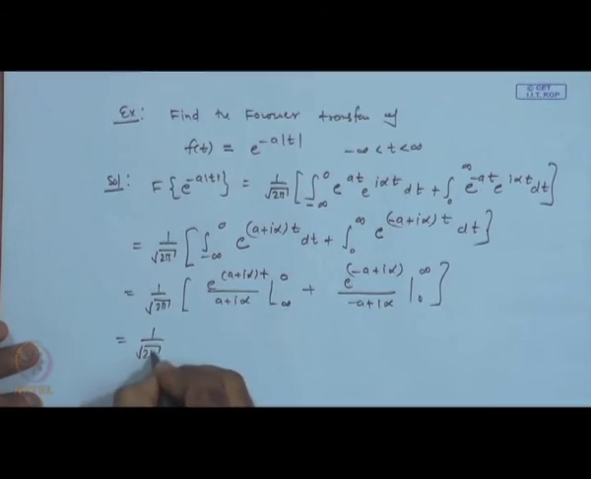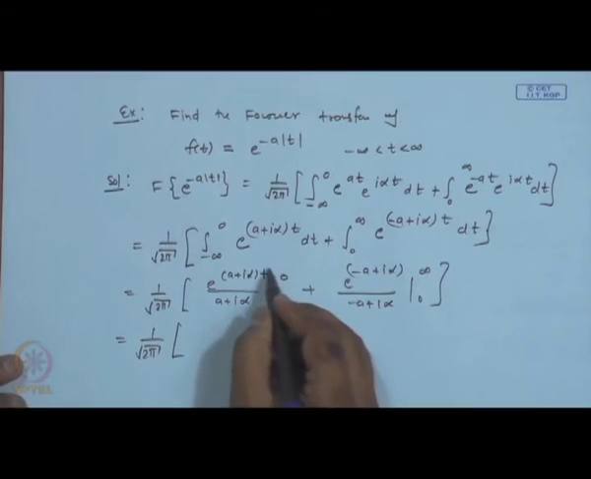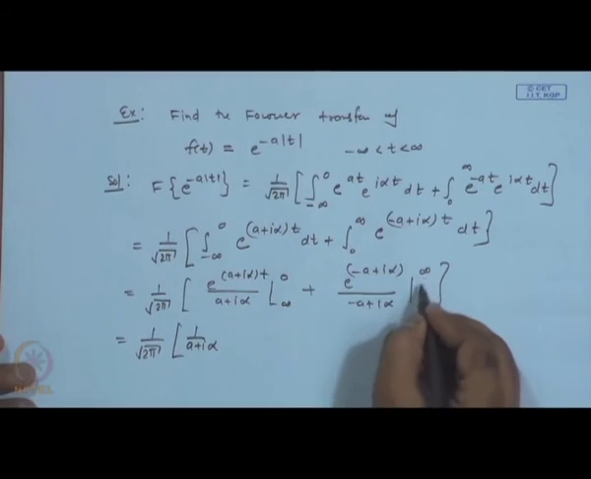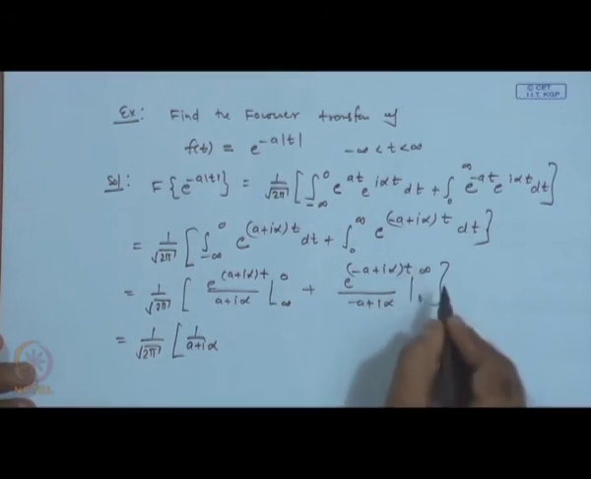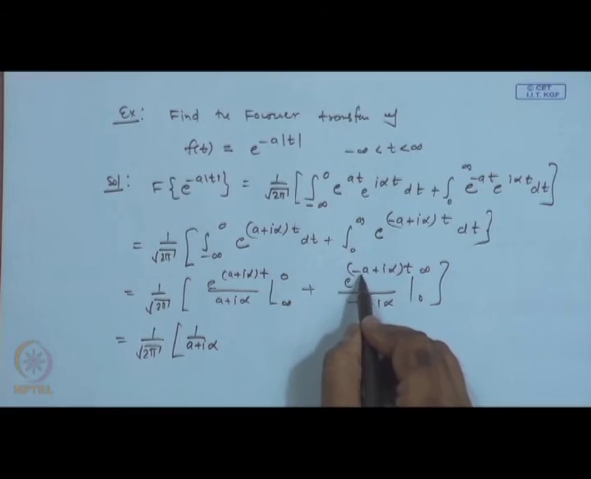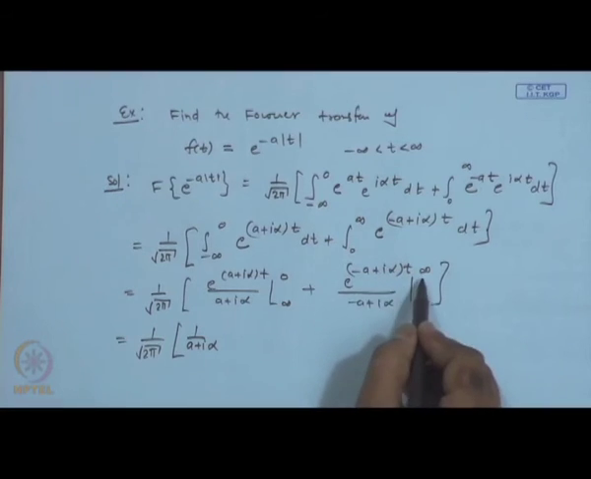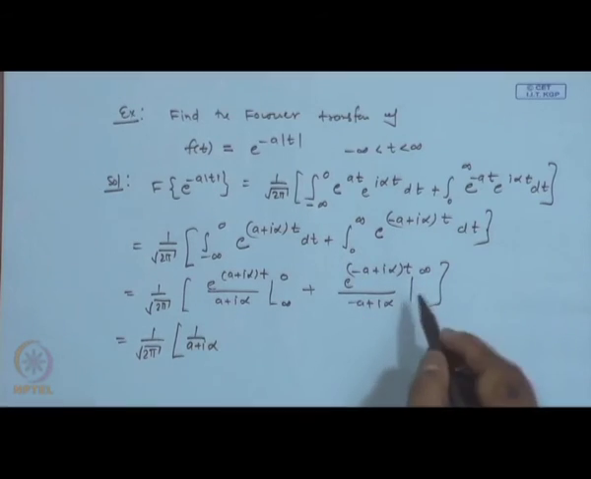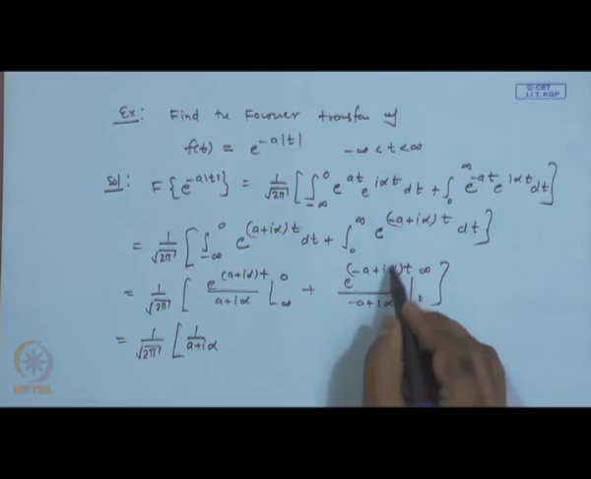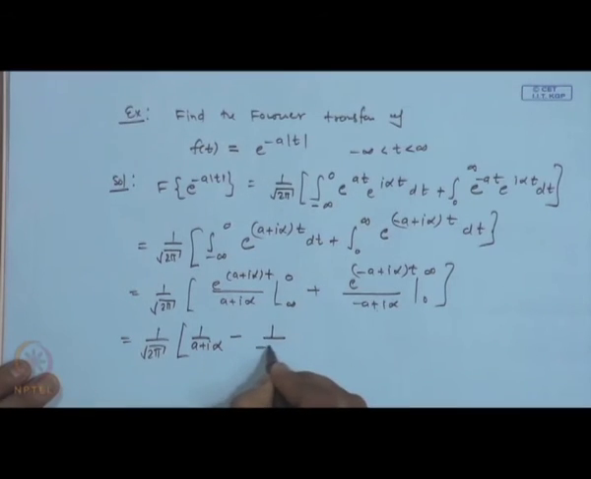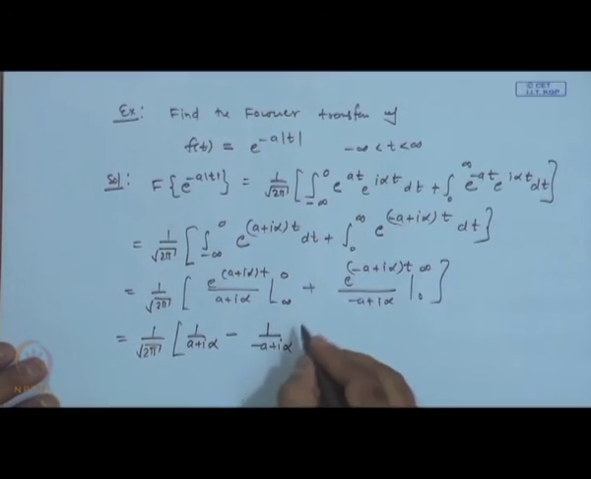So 1 over square root 2 pi, and when we put 0 we get 1 over a plus I alpha. At minus infinity this term will go to 0, and similarly when t approaches infinity this term will go to 0, because we have e power minus a t multiplied by e power I alpha t. That is bounded, and e power minus a t, for the same reason, will approach 0, and we will have minus 1 over a plus I alpha minus a plus I alpha.